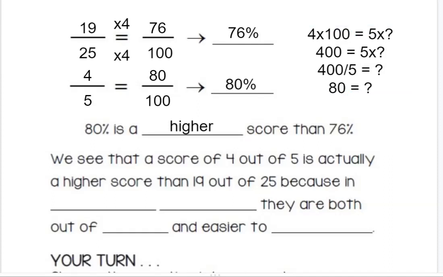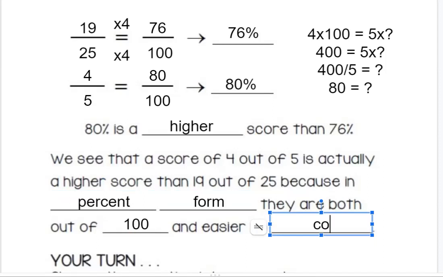So as we do that, just to summarize, we can see that the score of 4 out of 5 is actually a higher score than 19 out of 25, because when they are both in percent form, they are both out of 100, and therefore they are easier to compare. At this point, you can now try the 3 examples in the Your Turn section of your notes, and we will go over those together in class.